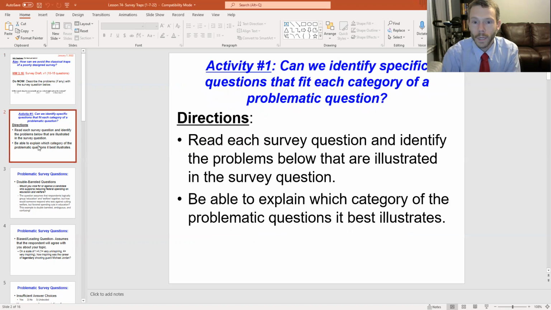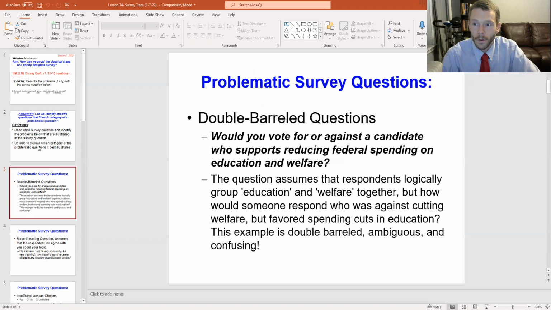So in your Google Doc, you'd be looking at a series of specific problems that come up with these survey questions. So we're going to go through each one in the video and identify the problems that are illustrated in the survey question and consider how it reflects a poorly designed survey question. So the first question that you'll see says, quote, would you vote for or against the candidate who supports reducing federal spending on education and welfare?